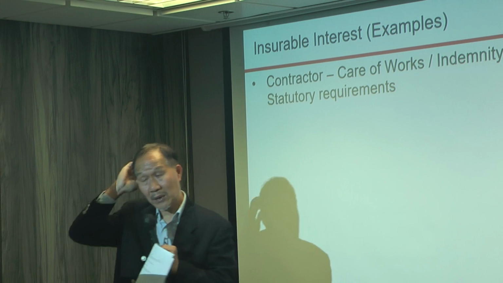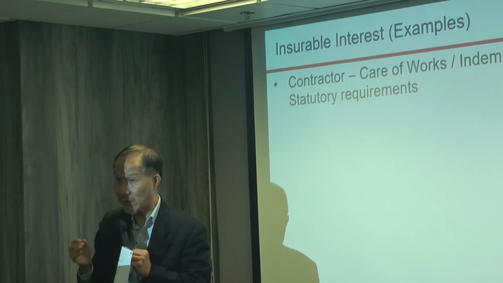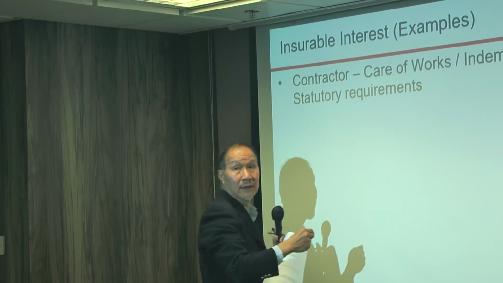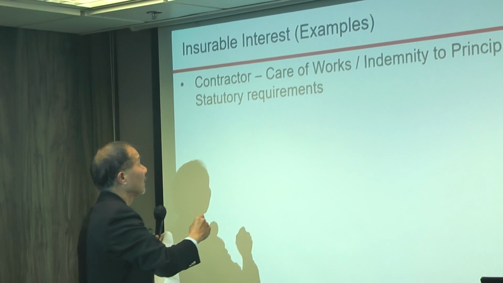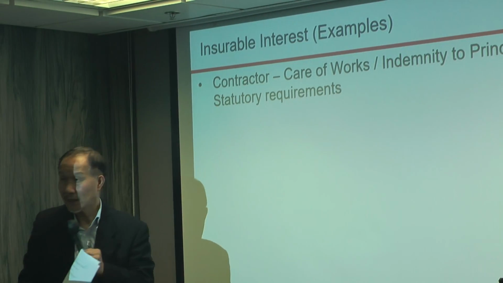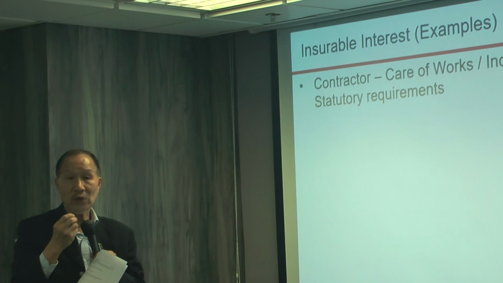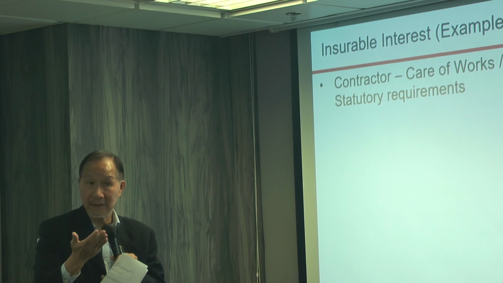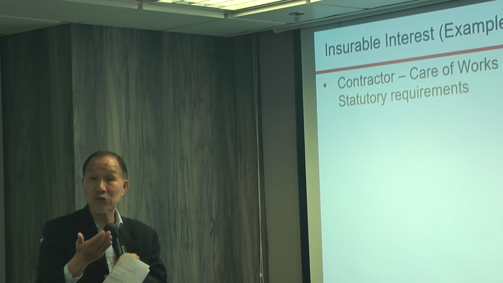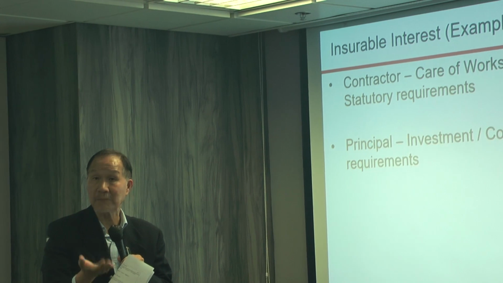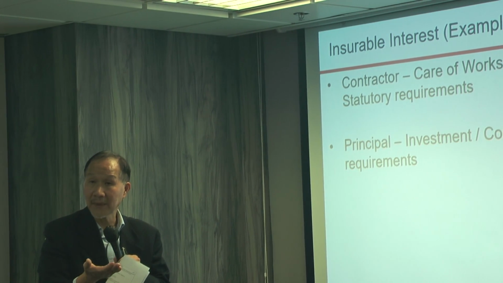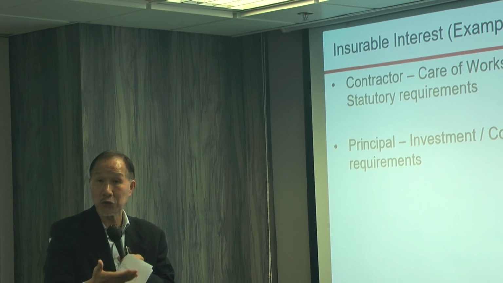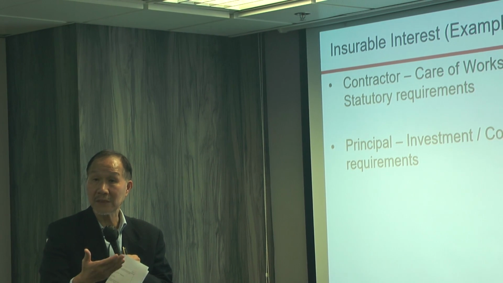So when you go to a construction contract, you will see sentences like care of works, indemnity to principal, and statutory requirement. When you are responsible to pay somebody back, to compensate him under a contract, it creates an insurable interest. This is the subject of today, contractors all risks. So a contractor will have an insurable interest to insure his contract. This is one example.